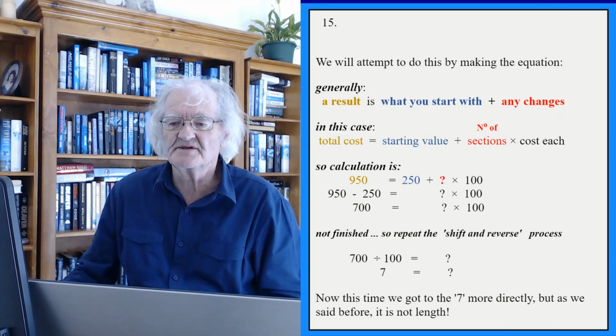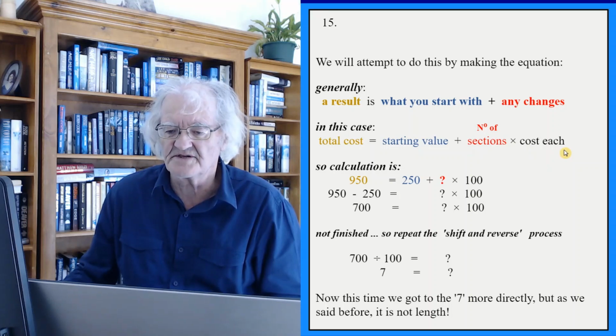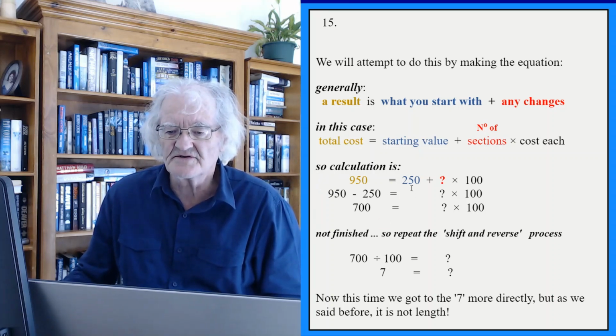We will attempt to do this by making the equation that follows. Now, we know generally a result is always what you start with plus allow for the changes. So in this case, the total cost is the starting cost plus the number of sections by the cost of each section. This is the subtotal for the variable cost. This is the fixed cost. So based on that, our calculation would be $950 is $250 plus $100 for each of the sections.